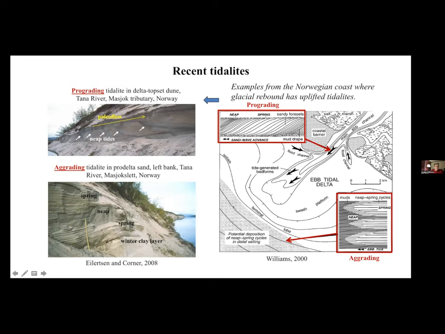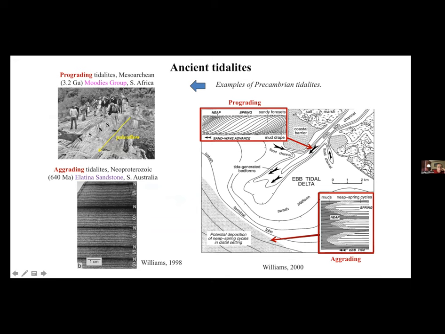So we can see these in ancient tidalites. This shows a field trip that the Geological Society of London took down in South Africa to visit the Moody's group. This happened at least 10 years ago. And at this point, all of the tidal cycles have been flipped sideways, so you can actually walk across them and look down at them. You can see here spring and neap and spring and neap tides, and paleoflow is in this direction and up is in this direction to the left. So that is a prograding tidal pattern.